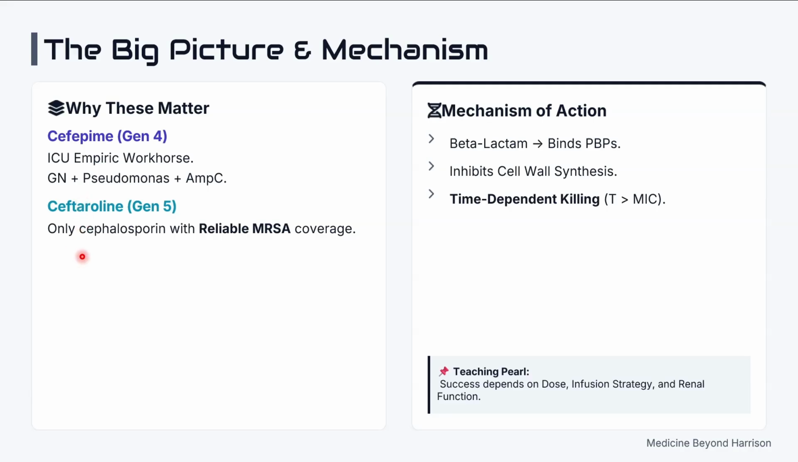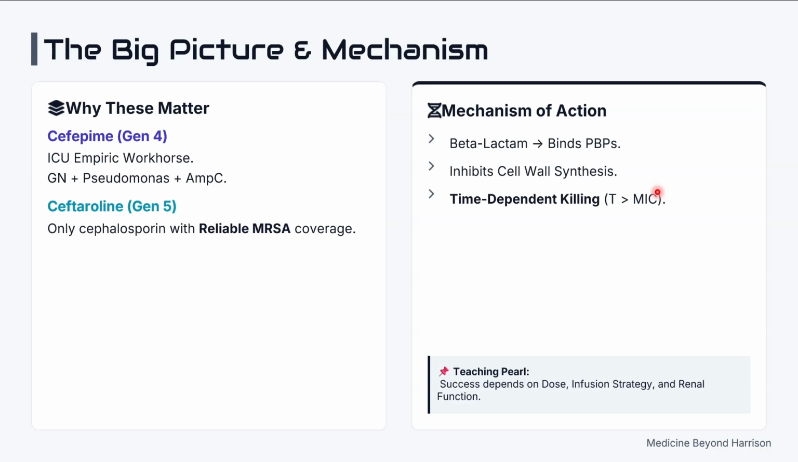Ceftaroline is the only cephalosporin drug with reliable MRSA coverage. That is the only real advantage of ceftaroline. Otherwise, the other things are common. Cefepime can also be used for AmpC producers, but not for ESBL organisms. For ESBL organisms, it is better to go for carbapenems.